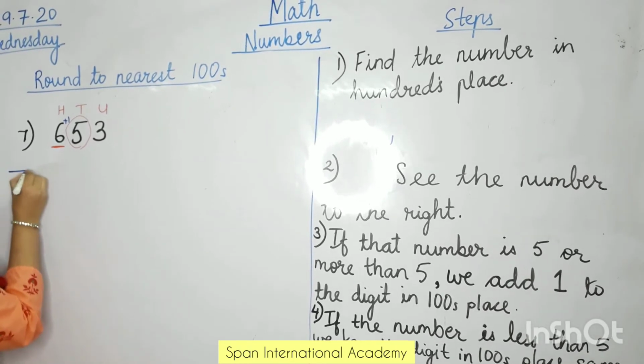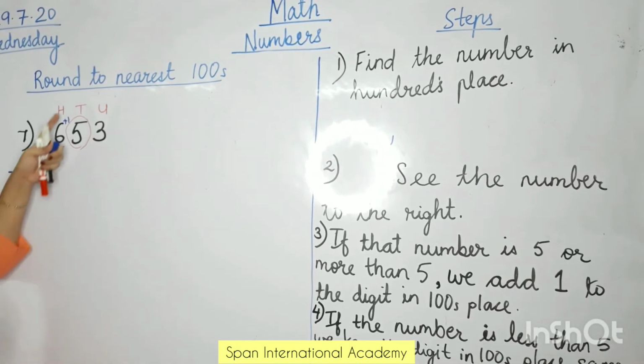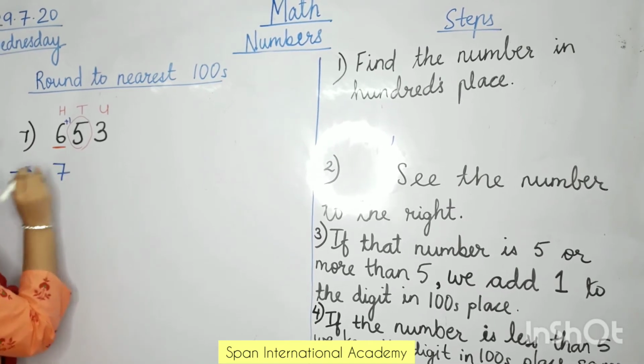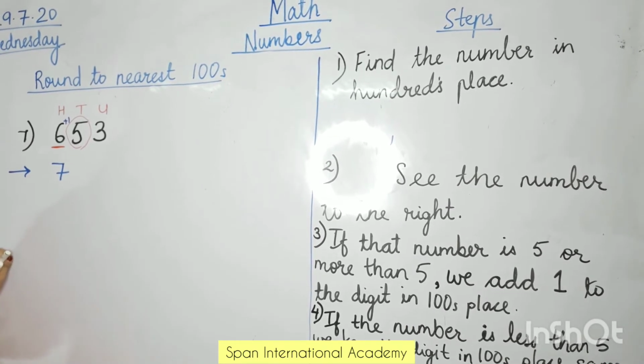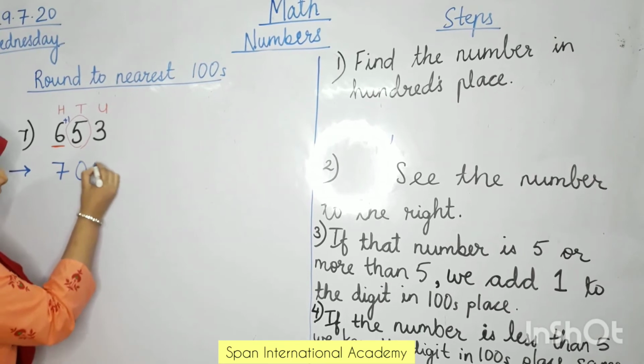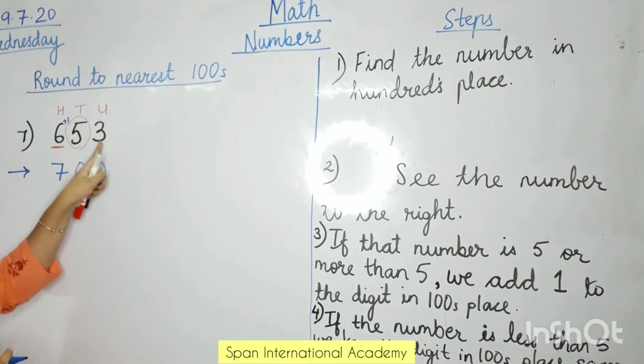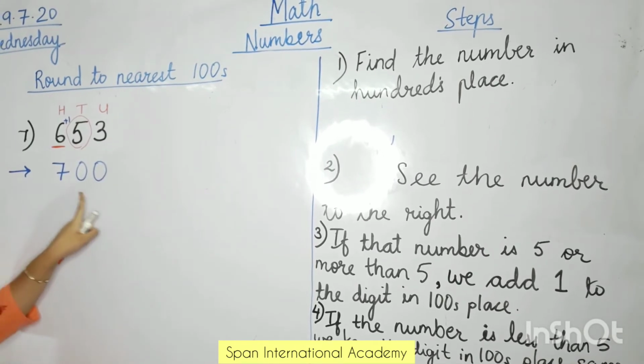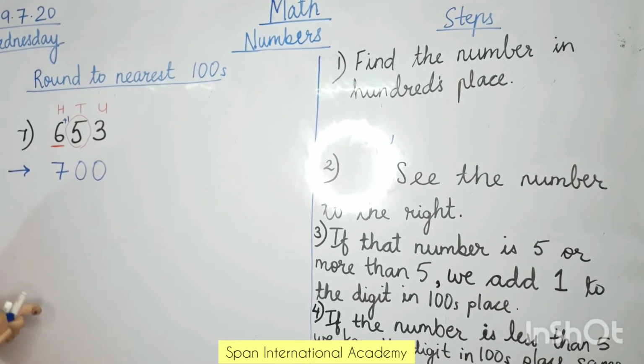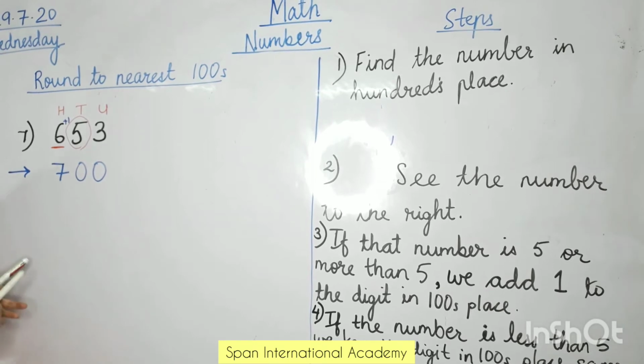Now let's see what my answer is. 6 plus 1 gives me 7. And the rest of the place values become 0. So when I round 653 to the nearest hundreds, we get the answer as 700. Let's see another example.